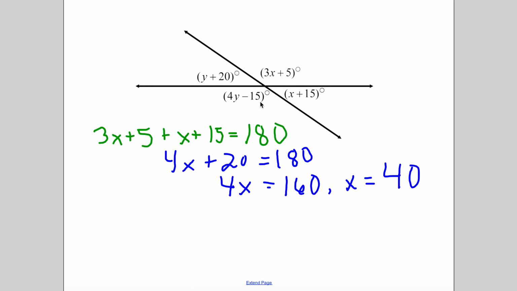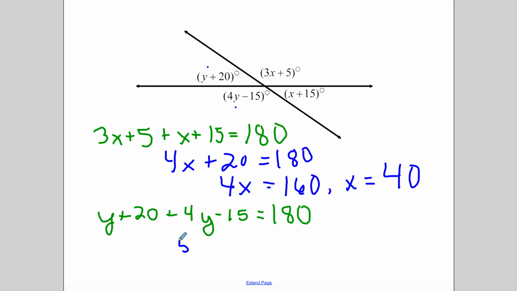Okay, and we're not done because now I need to solve for y. So we can do the same thing for these two angles. This angle and this angle form a linear pair, so we know that y plus 20 plus 4y minus 15 equals 180. And I want you to go ahead and pause this video and solve this on your own, and I will work it out here as well.